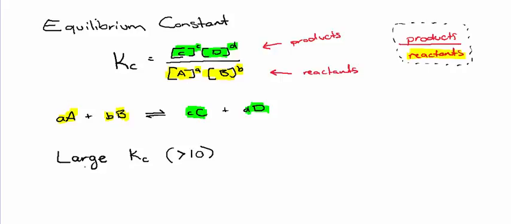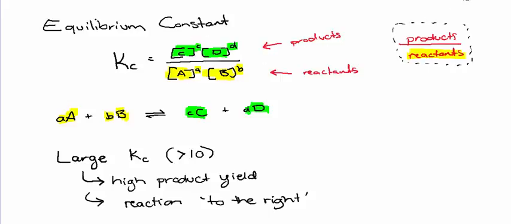So if something has a large equilibrium constant, and in terms of large, we generally say greater than 10, that's going to indicate a high product yield. And that's because during equilibrium, the concentration of the products is going to be significantly higher than the concentration of the reactants. And we would refer to the reaction as being further to the right. So it's further in the direction of the products.